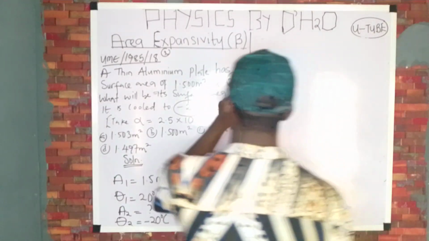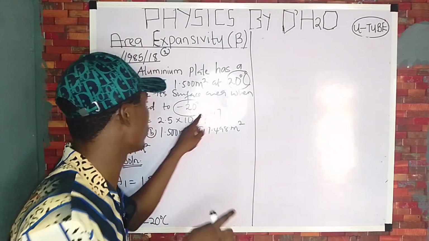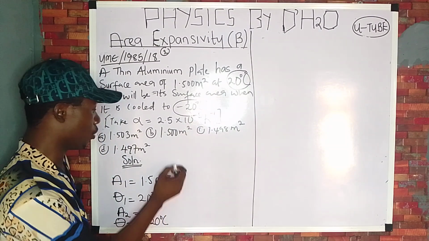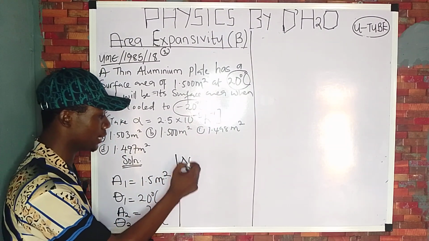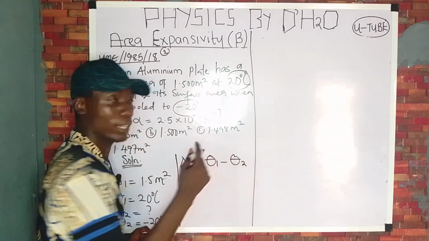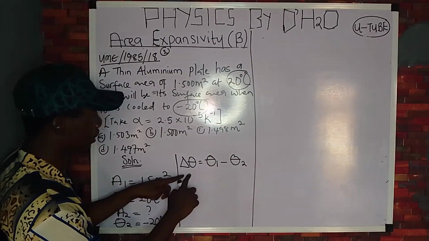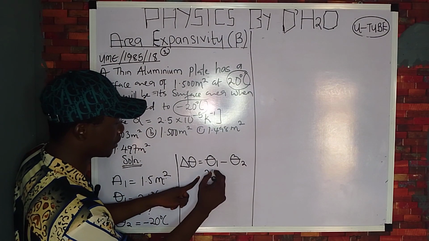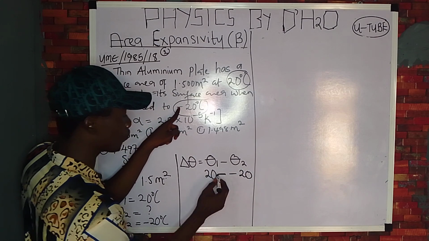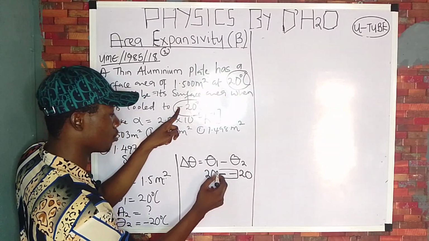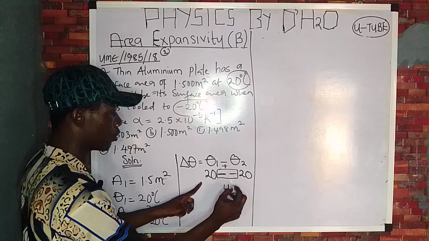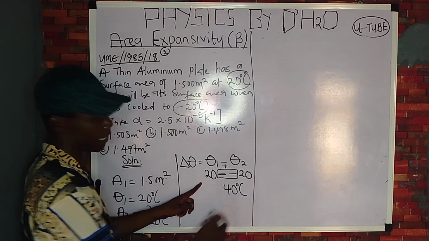Please, it's going to be theta 1 minus theta 2 because this one is higher than this. So be careful. So what do we do? Our change in temperature will be theta 1 minus theta 2. That's how it's going to be. So what is our theta 1? 20 minus, this one is minus 20. Remember, minus minus will give us what? Plus. So 20 plus 20 will give us 40 degrees Celsius.